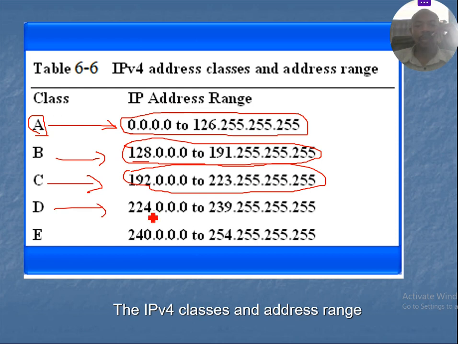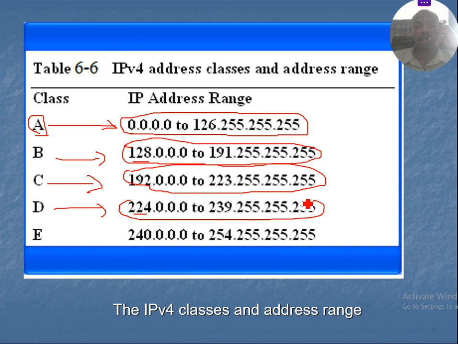Then class D starts from 224. You see, class B starts from 128 and ends at 191. Then the next one starts from 192 and stops at 223. Then the next one begins with 224.0.0.0 up to 239.225.225.225. So this is the class D range of IP addresses for version 4.